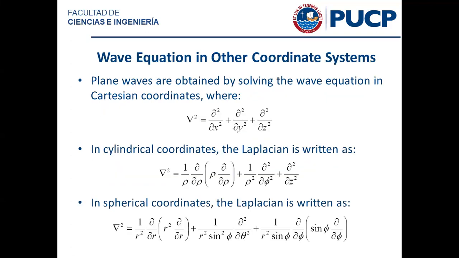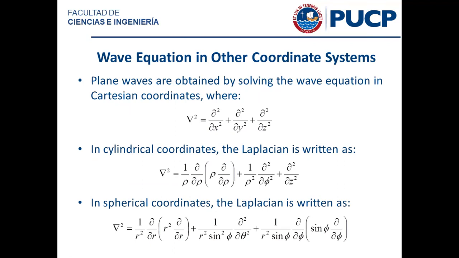Okay, so to wrap it up for today, let's talk about the wave equation in other coordinate systems. The wave equation that we solved, we did it in Cartesian space, and we obtained plane waves as solutions, right? And in Cartesian space, the Laplacian is defined as the second derivative with x, and then with y, and then with z.